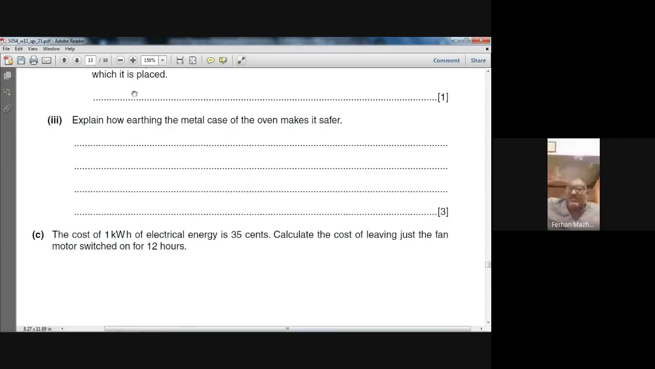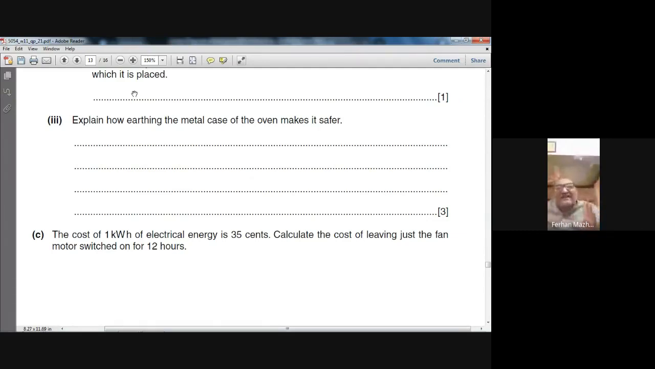If by chance the live wire comes in contact with the metal casing of the oven, the metal casing of the oven will also become live. 230 volt in it. That is very dangerous. Anybody touches that oven will be electrocuted.